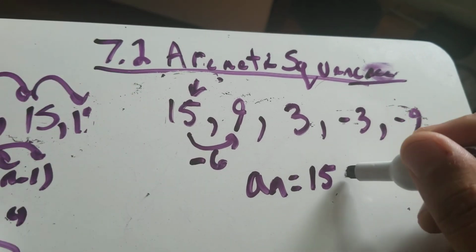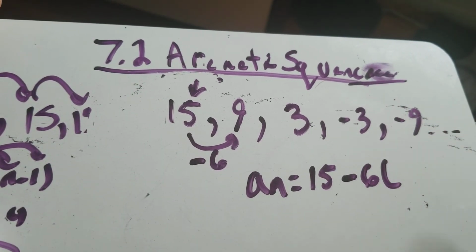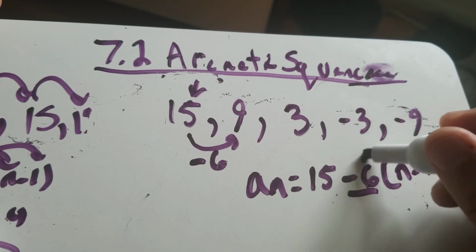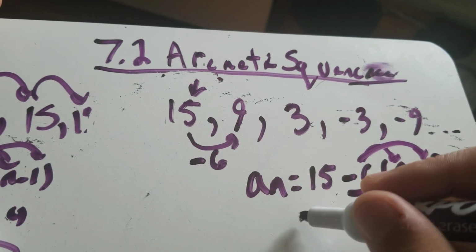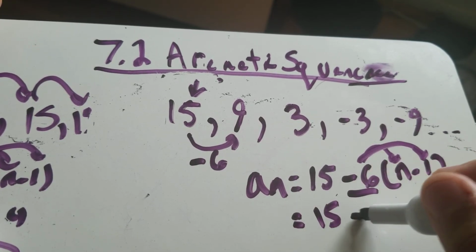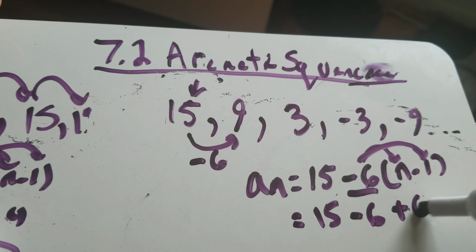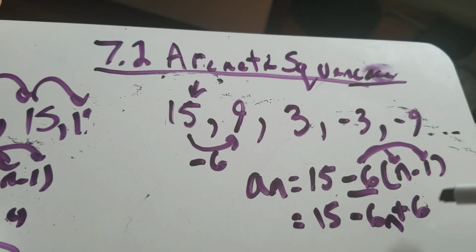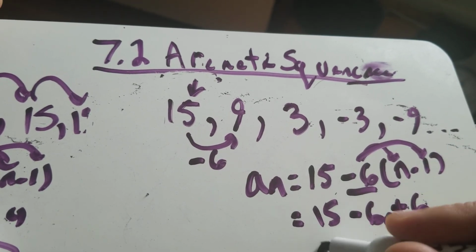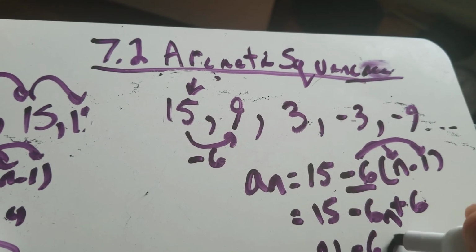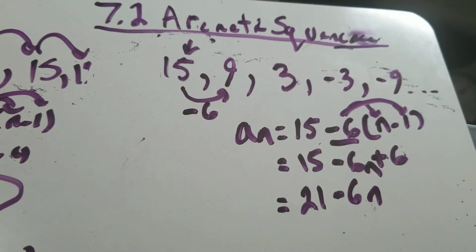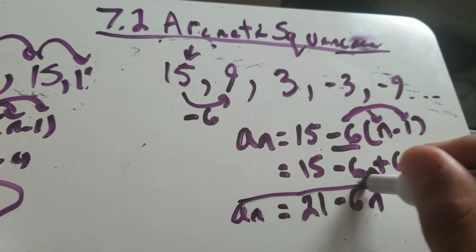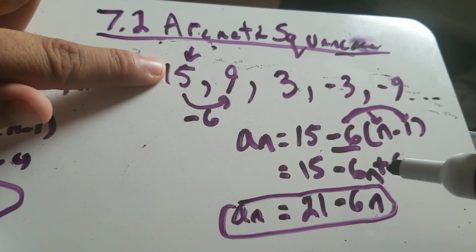So A of n equals my first point, A of 1, which is 15, plus -6, parenthesis, n minus 1. So -6, I distribute here, I distribute there. 15 minus 6n plus 6. Remember, -6 times -1 is going to be a positive 6. Combine like terms. 21 minus 6n is A of n. Oh, there's a little off camera, I apologize.